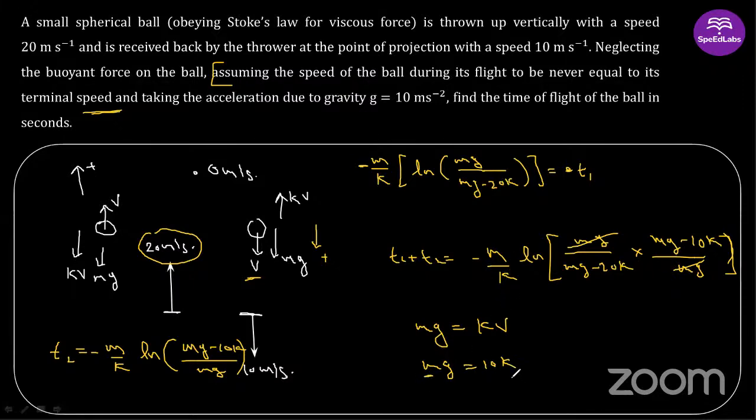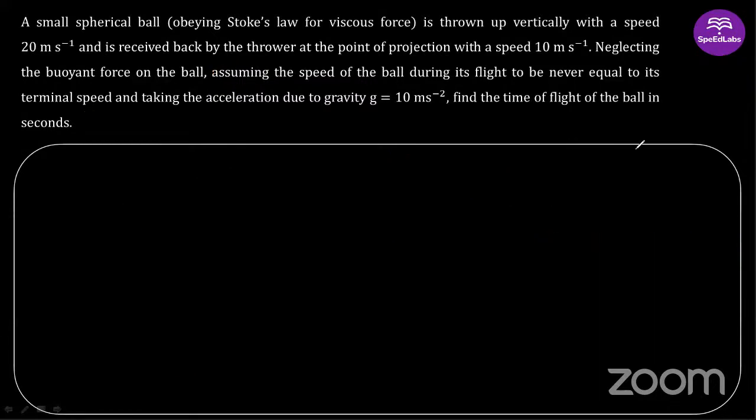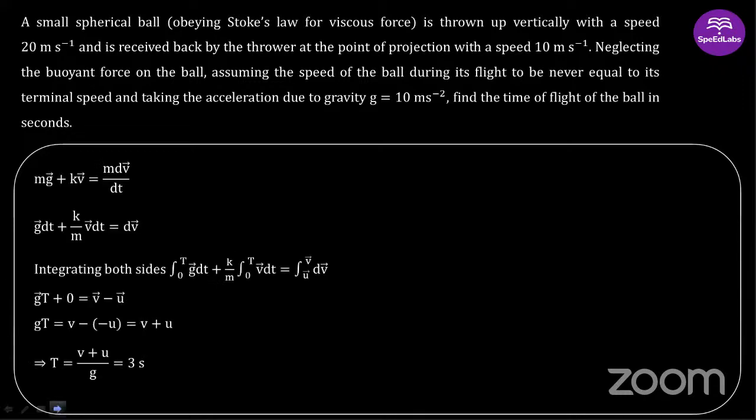And m by k is g by 10, that is 1. This is 1 minus 20. Let's check the solution. I think it's a mistake. First thing we did correct and we got this. 1 second. They are using integral 0 to t of g dt plus k by m, it's kv by m, 0 to t dt, that is a dt, and this is also a dt is equal to dv.